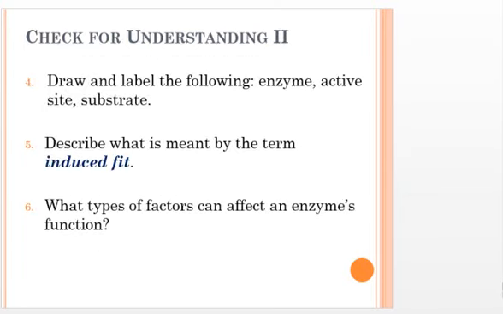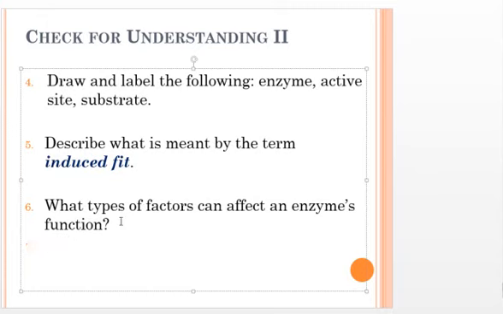You should also be able to label an enzyme, its active site, and its substrate. And I would honestly add some other things into that. I would add in allosteric regulation. I would put in competitive inhibition and non-competitive inhibition, and discuss how those things can affect the enzyme. You want to absolutely describe what induced fit is and how that works, and what types of factors can affect the function.